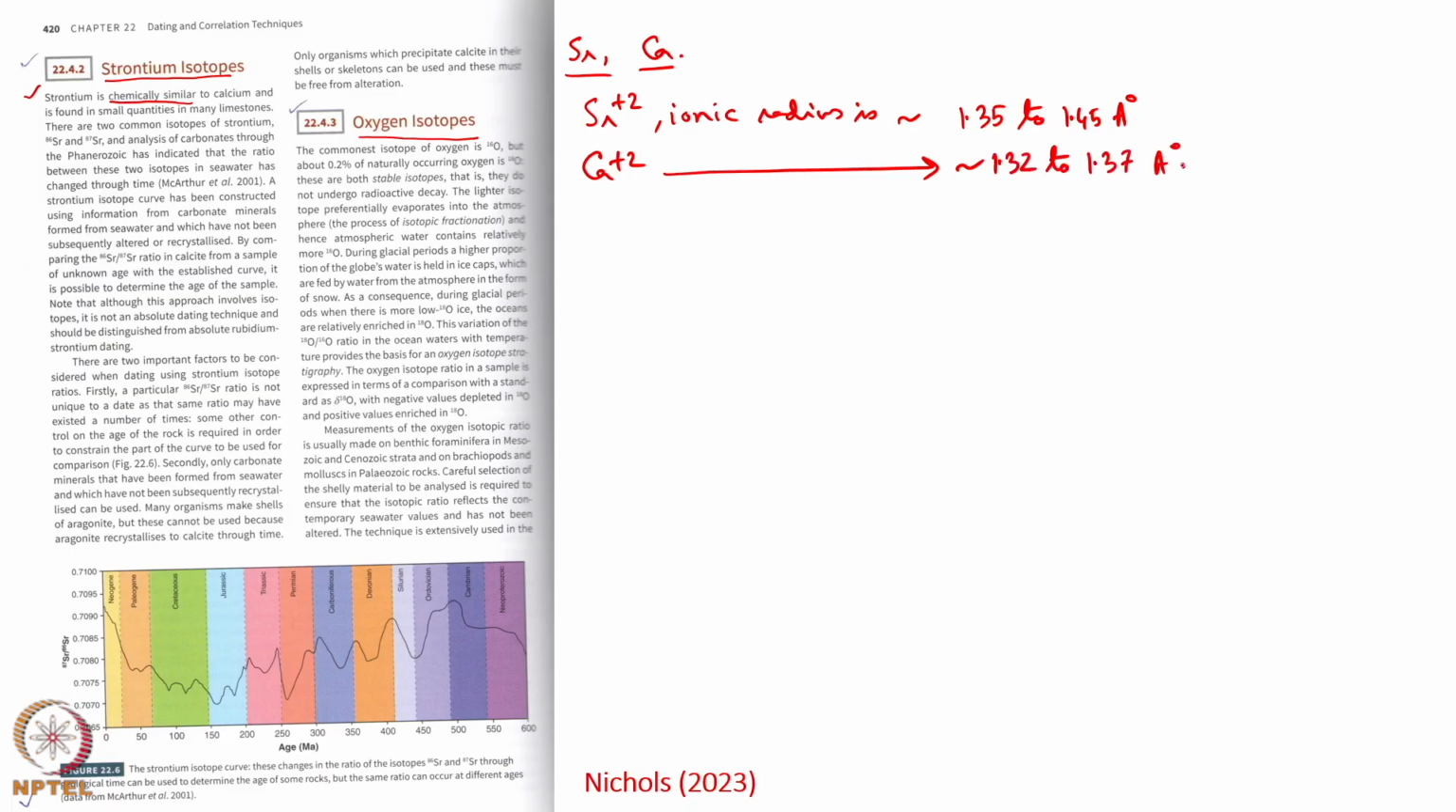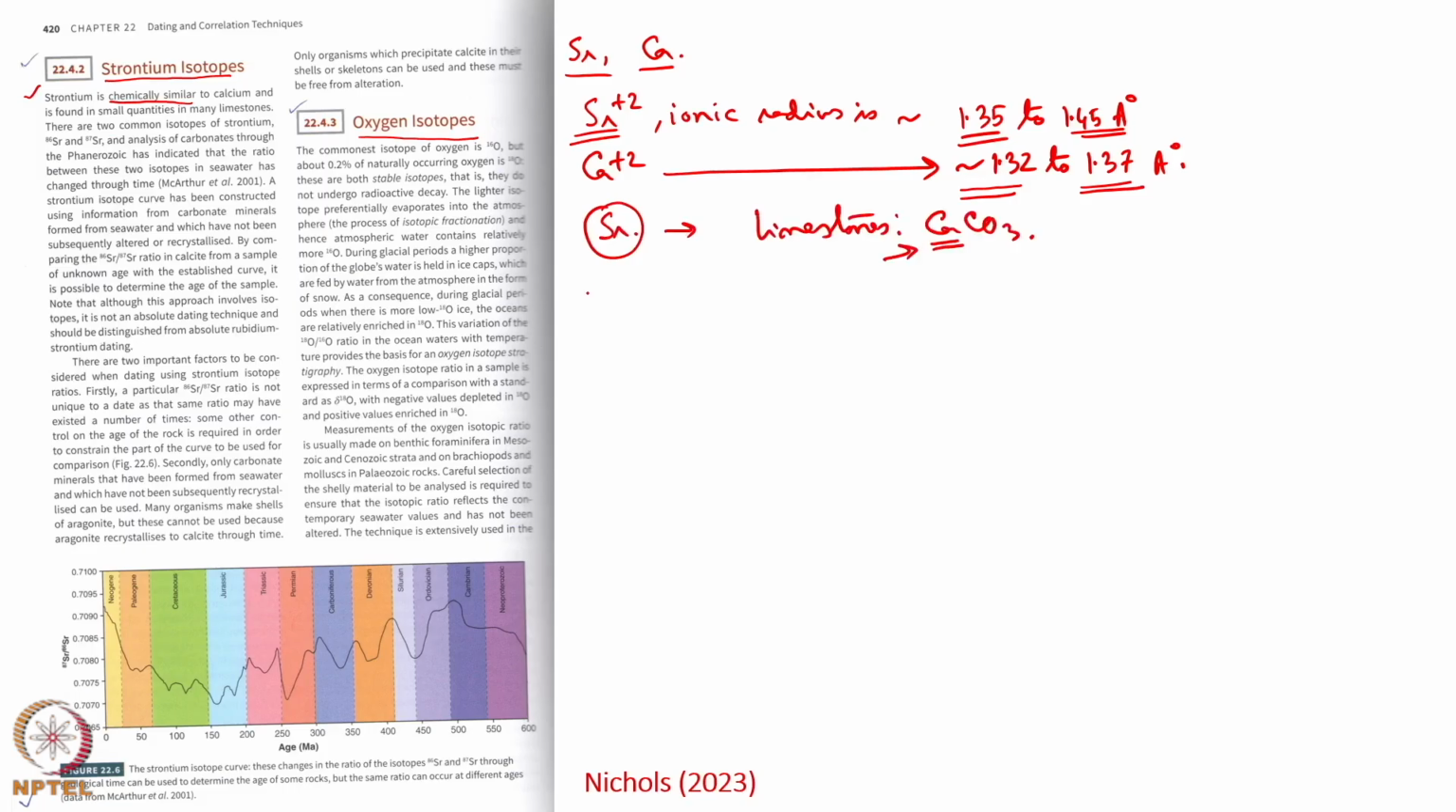This means that the minimum ionic radius of Ca2+ and the maximum for Sr2+ do not match. However, there is a common range where the ionic radius of Sr2+ and Ca2+ can be the same. Cumulatively, strontium is chemically similar to calcium. That means strontium is found in small quantities in the limestones. In the place of Ca, some Sr might be there.